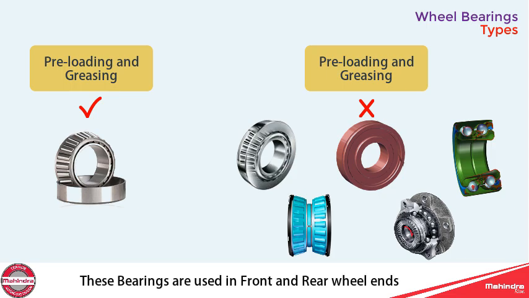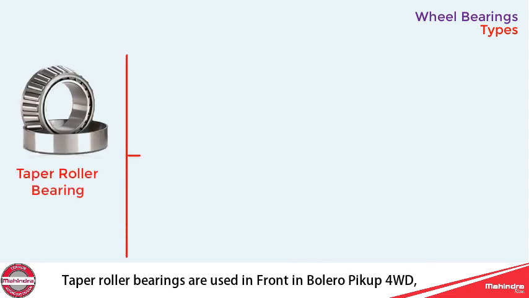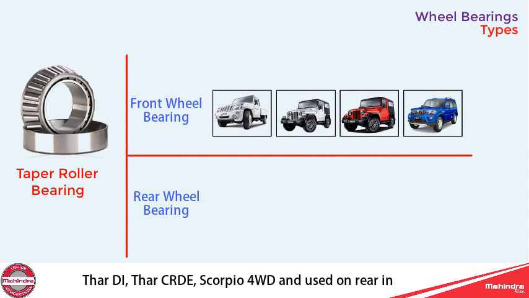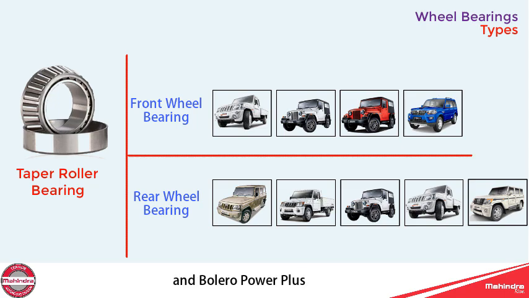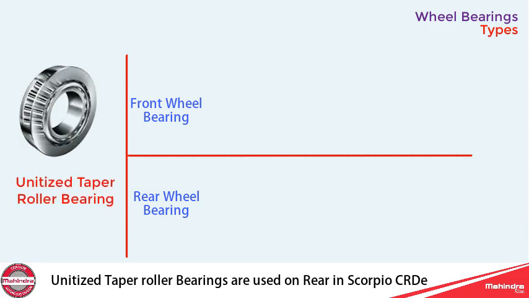These bearings are used in front and rear wheel ends in these Mahindra vehicles. Taper roller bearings are used in front in Bolero pickup 4-wheel drive, Thar DI, Thar CRDE, Scorpio 4-wheel drive, and used on rear in Bolero, BMT Plus, Thar DI, Bolero pickup below 1.3 tons, and Bolero Power Plus. Unitized taper roller bearings are used on rear in Scorpio CRDE.